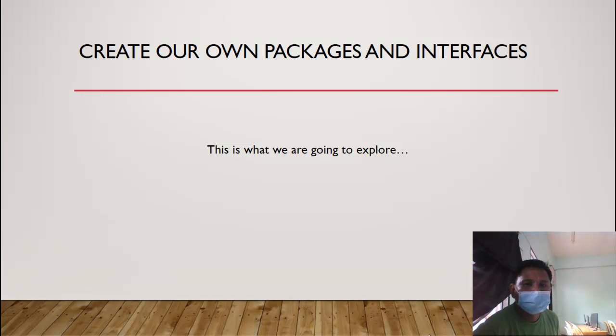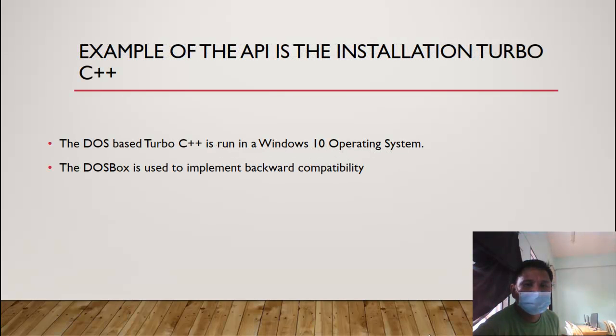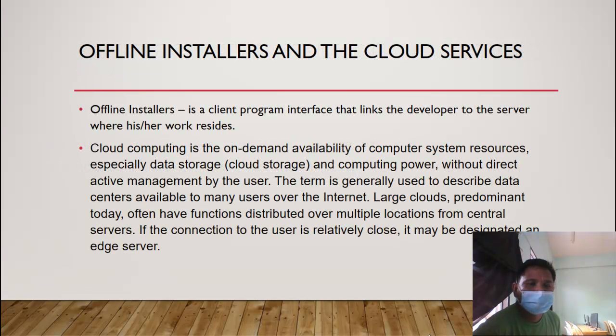This is what we are going to explore. An example of the API is the installation of Turbo C++. The DOS-based Turbo C++ is run in a Windows 10 operating system. The DOS box is used to implement backward compatibility. Offline installers and the cloud services.